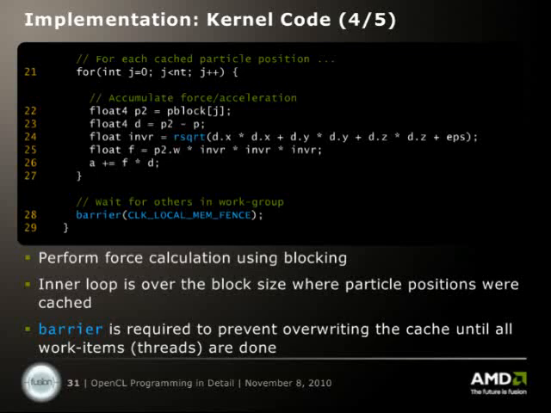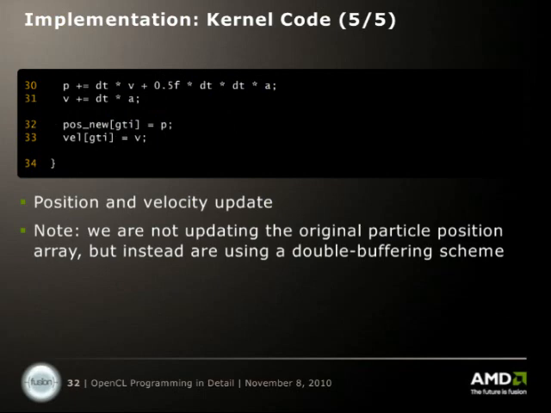So at line 27, we're done with our loop over the cached particle positions. When we get to line 28, we have to use another barrier to wait for all of the other threads, or work items in our work group, to catch up. If we don't do that, we'll go back to the beginning of the loop body and begin overwriting cache that may be needed by some of the other threads that are not finished yet. So we have to have a barrier there for synchronization.